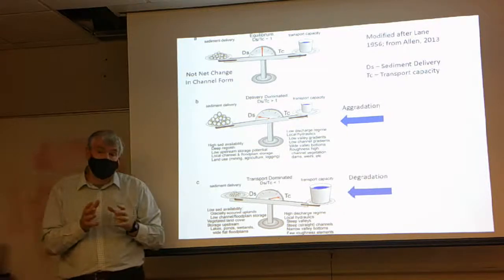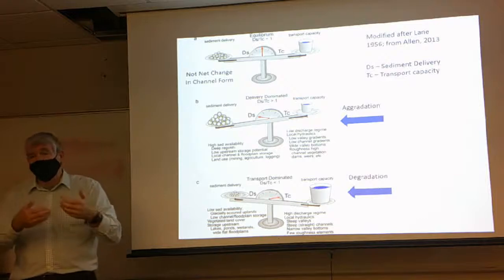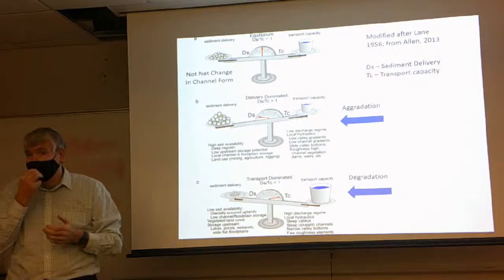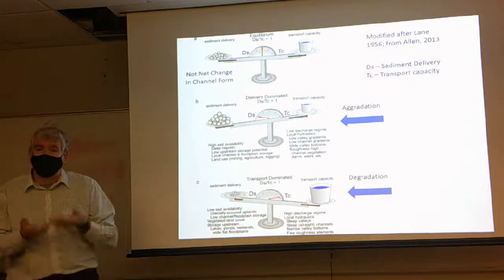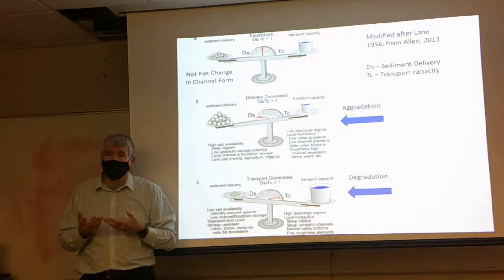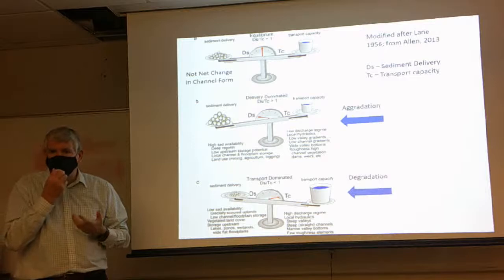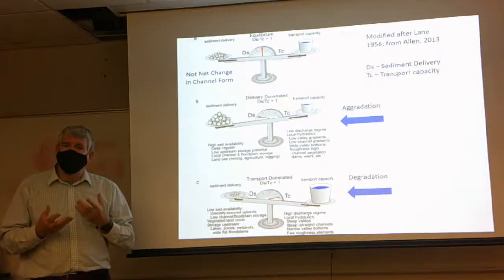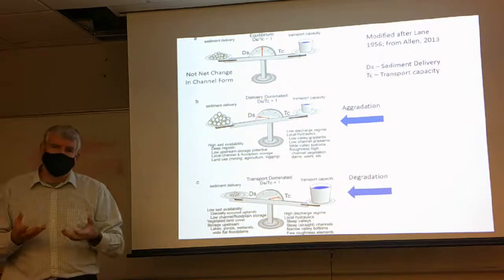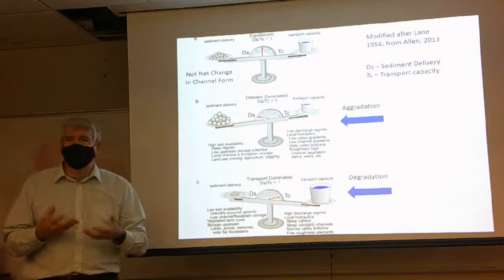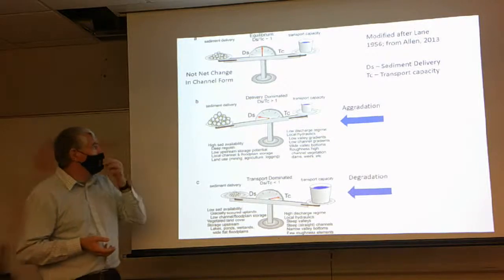Now that channel may move around. It may migrate laterally, it may migrate downstream through sweep and swing. We might get scour and fill occurring during flood events. So it's not a static feature, it's a dynamic feature, but those changes occur around some kind of a mean condition. We're not getting a significant change in its overall form.